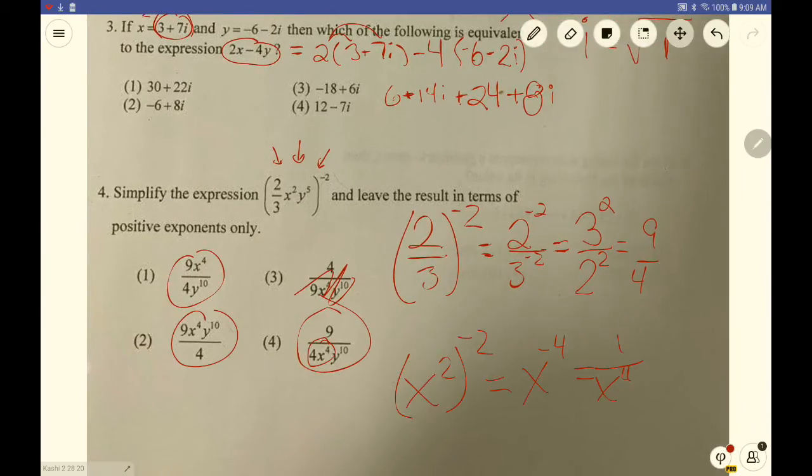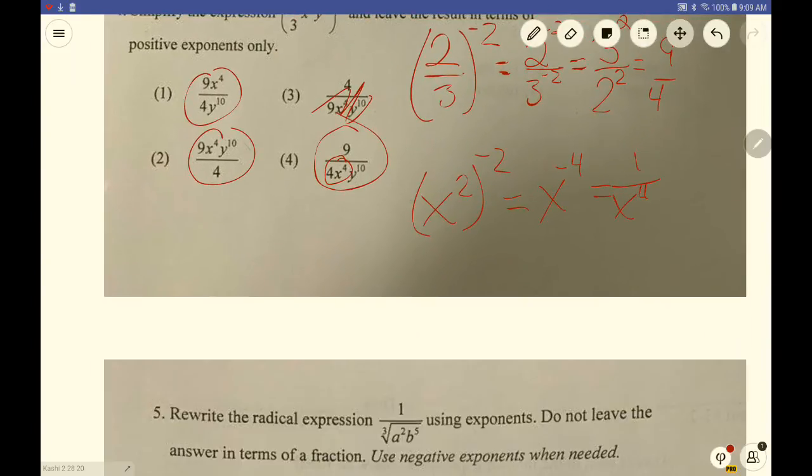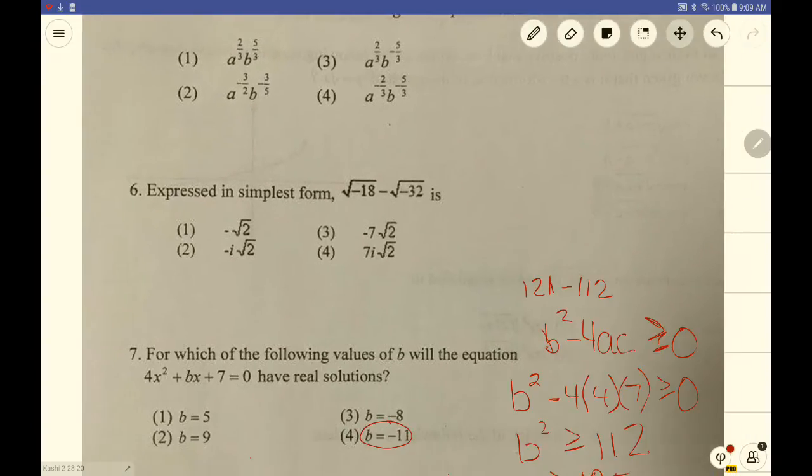And then we simplified this. We didn't do this one and this one.